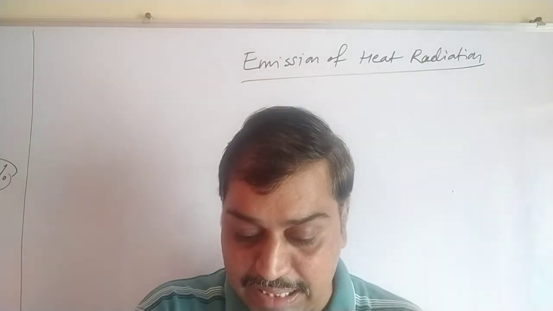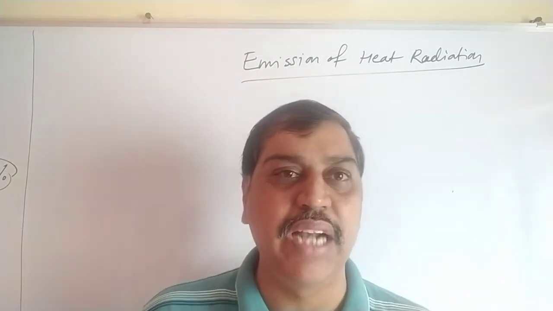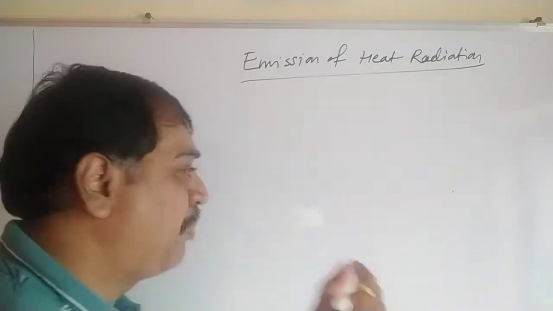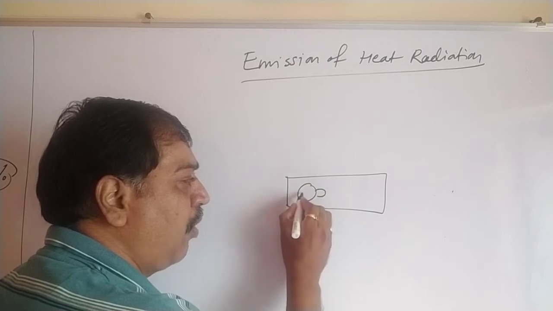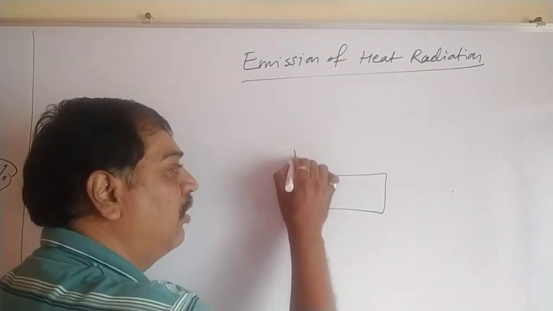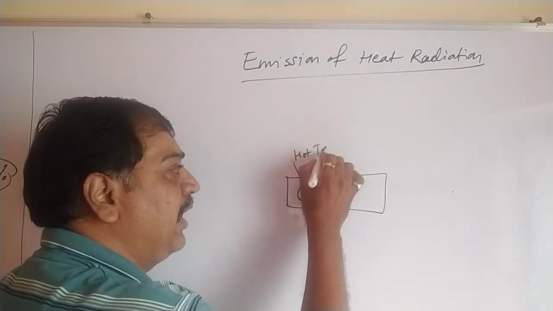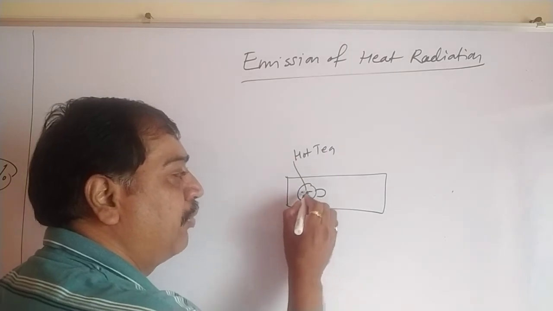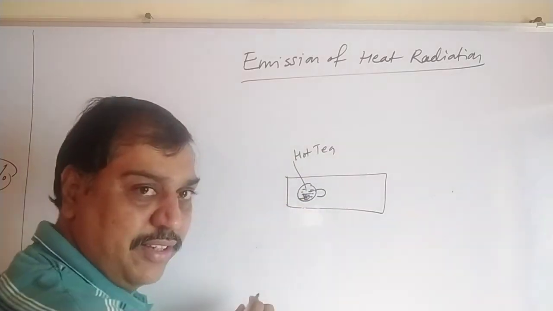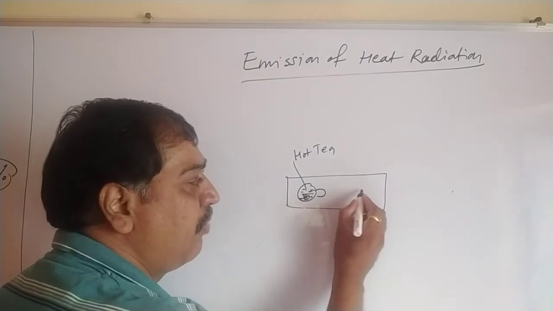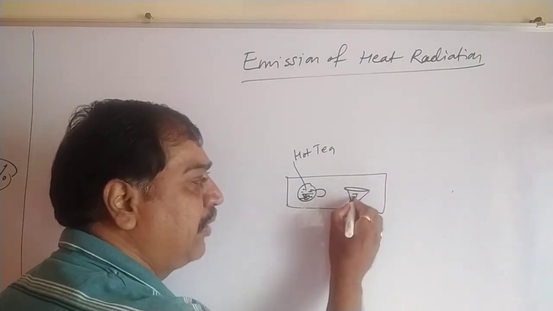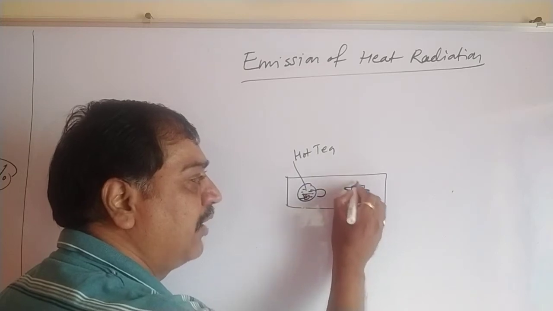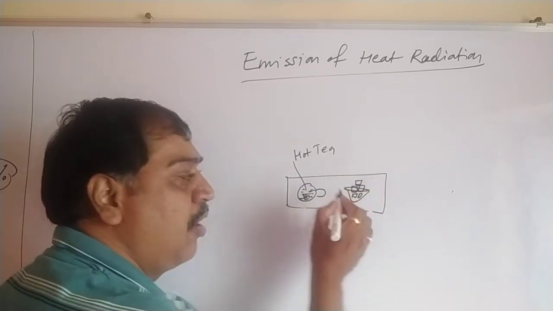And if you remember in 11th standard, we have seen one of the best examples. Suppose on this table we have kept a cup with hot tea, and at this side we have kept a plate in which we have taken ice cubes. So these are the ice cubes, kept here on the same table.